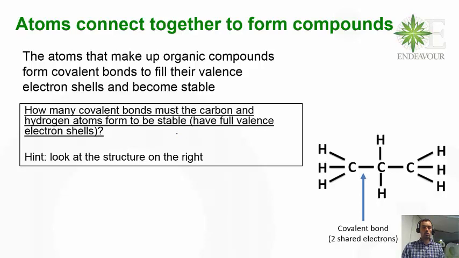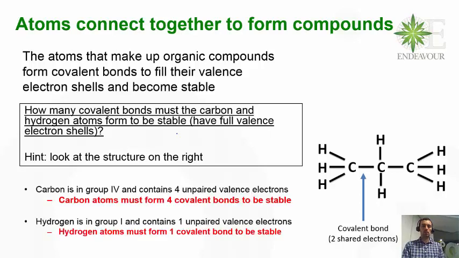So to summarize what we saw in the previous question, how many covalent bonds must carbon and hydrogen form to be stable? We can work this out by looking at the structure on the right, but also from the questions we just answered. Because carbon is in group 4, it contains 4 unpaired valence electrons, and therefore each of those unpaired valence electrons can be part of a covalent bond. So there's 4 covalent bonds needed for carbon to be stable. You can see each of the carbon atoms here are forming 4 covalent bonds, so they're satisfying their octet rule.